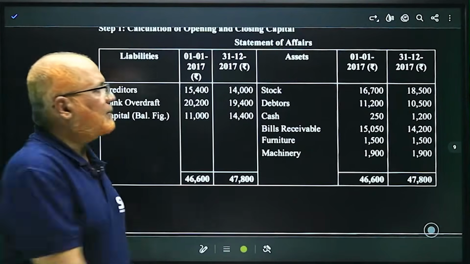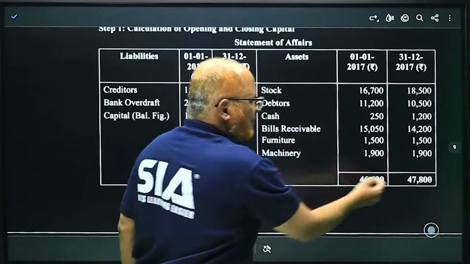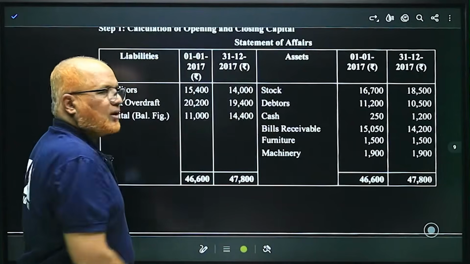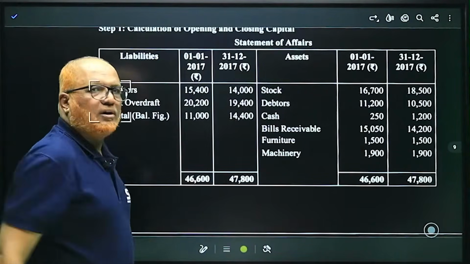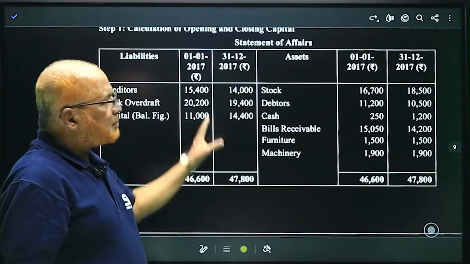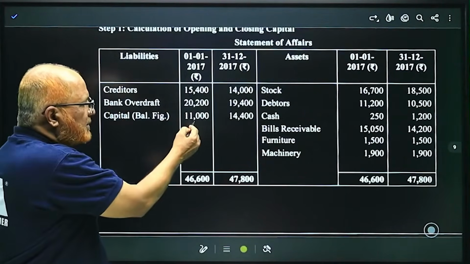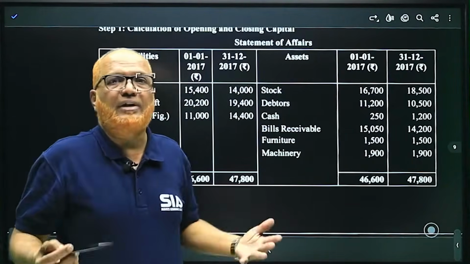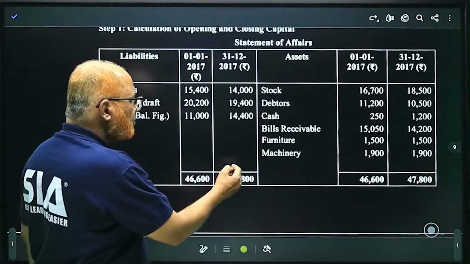Similarly, for the closing capital, the credit side total is 47,800. From 47,800 minus 14,000 minus 19,400, we get 14,400. That is the closing capital. By making this statement of affairs, we got the opening capital and the closing capital, which are not given in the problem. We have calculated them, right?